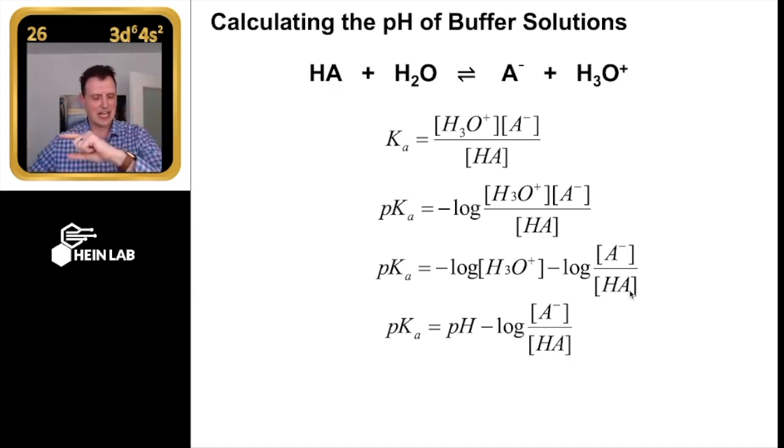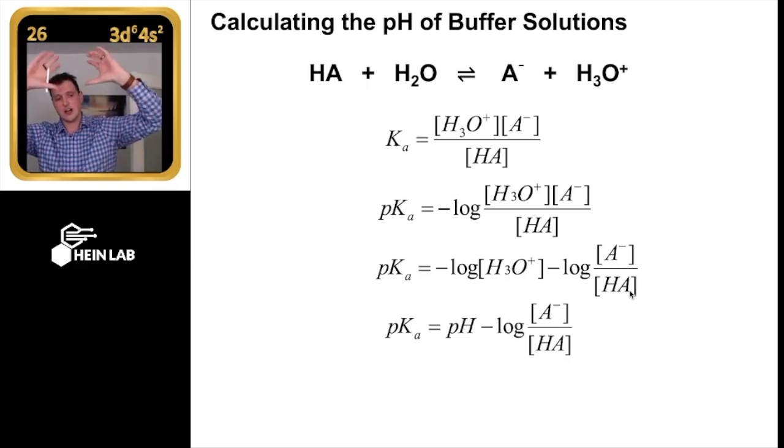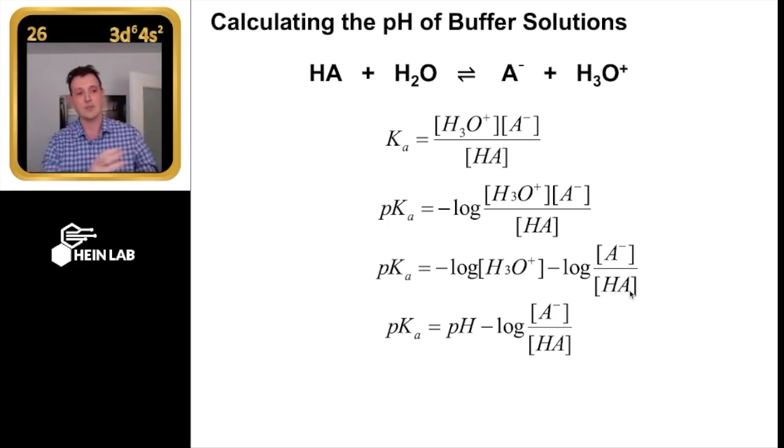What would happen to that last term if I wrote it instead of A minus over HA, upside down, HA over A minus? What happens to the sign out front of it? Yeah, it's a plus log now. So inverting that last one, putting the conjugate base on the bottom and the acid, the HA, on the top of that ratio would change the sign. All those are similar mathematical permutations, same equation. These are not different equations, they're just different representations of common factors or values.